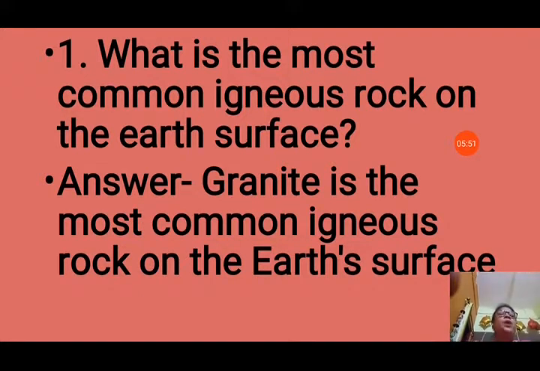You have seen that mostly we found granite, the igneous rock, on the earth's surface. It is very common and it is used for building materials. Some are using it for making the slabs in the kitchen also, and some are using it for floors also. So it is the most common igneous rock on the earth's surface.